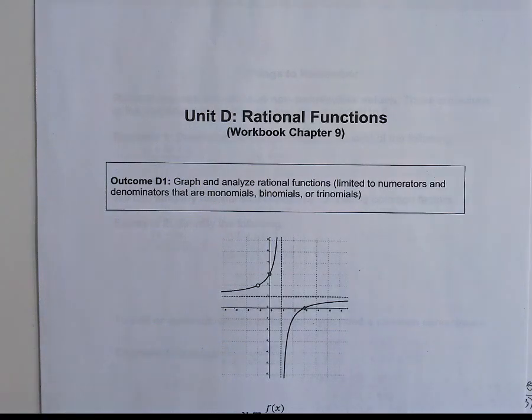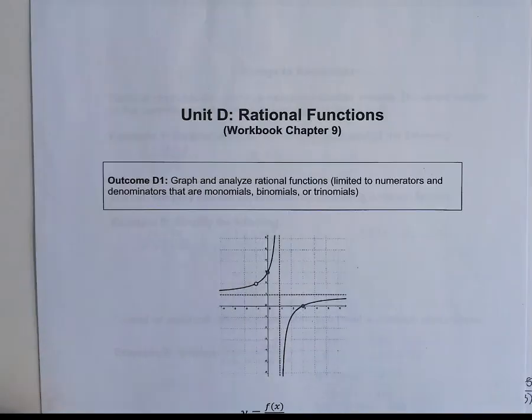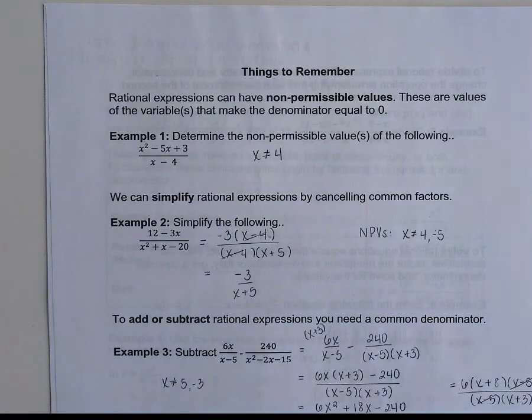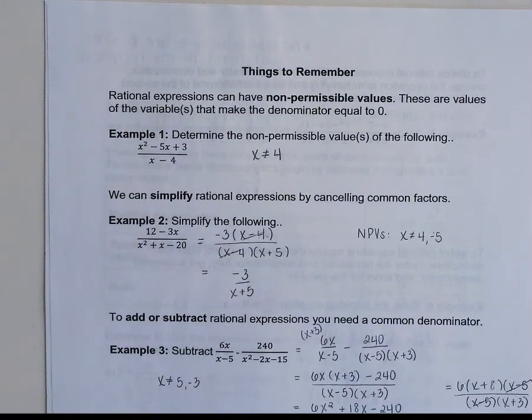Okay, in this lesson, we are going to be going over the first little review section of the rational functions unit. So we're going to start by doing a little bit of review, some things to remember from grade 11 pre-cal. So when we're working with rational expressions, which is basically a polynomial over another polynomial, the thing that we need to pay attention to is our non-permissible values.